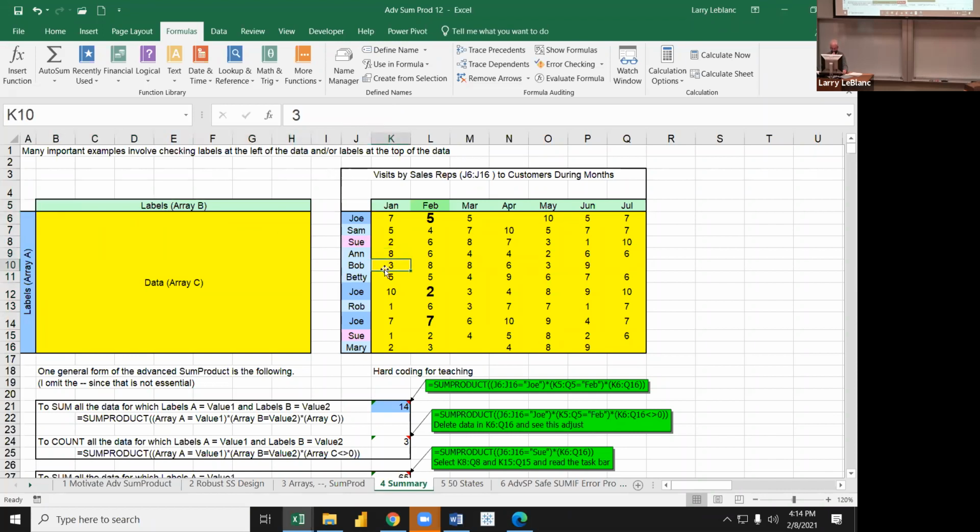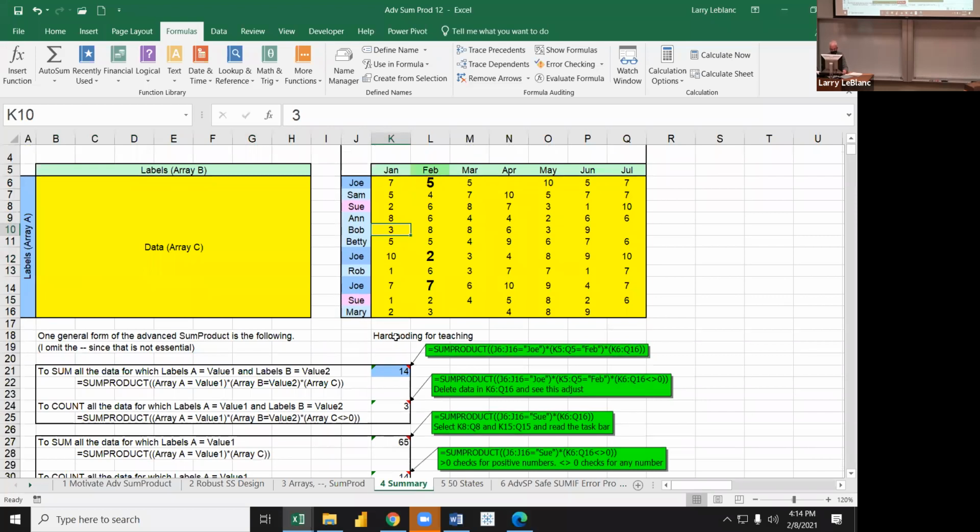I want to add up all of, well, I use large font, Joe's sales in February. Hard coding for teaching. One general form. Now, occasionally I omit the minus because in fact, you don't always need it. And the rules are confusing. I almost always use it, but I don't want to always use it, because I don't want you to tell your boss in a few years, hey, you need the minus minus there, when in fact you don't.